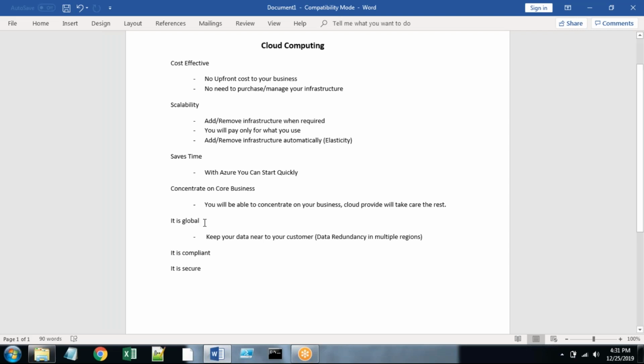So it is global. What it means by it is global is, as you know, any cloud vendor, here in this case we consider Microsoft Azure, right? Microsoft Azure is having its data centers across the globe in multiple regions, around 15 to 19 regions, hosting its data centers. So you can have your data or website in each and every place where you have your customers, rather than having it in a single region and each and every customer across the globe browsing a website, the request will come to that particular data center, right?